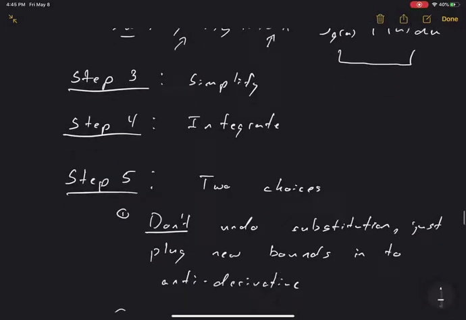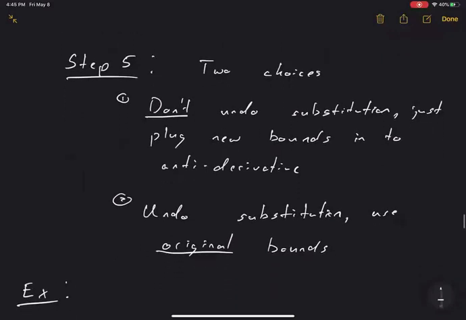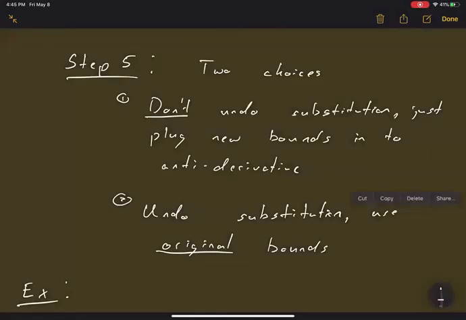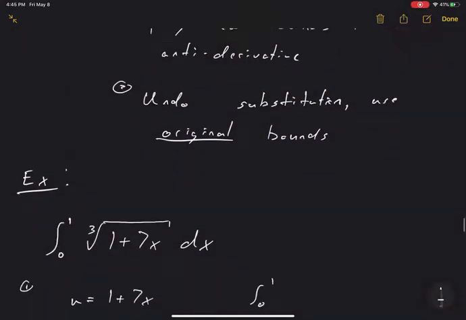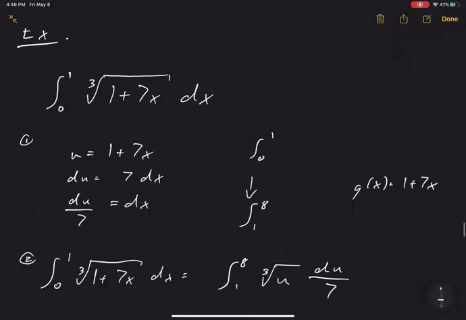In step 5, we have two choices. Since I've changed my bounds, once I've integrated in terms of u, I could just plug those new bounds into my antiderivative, capital F of u. Or I could undo all my substitutions and use my original bounds. Maybe this doesn't make sense yet, but let's see an example real quick for this definite integral.